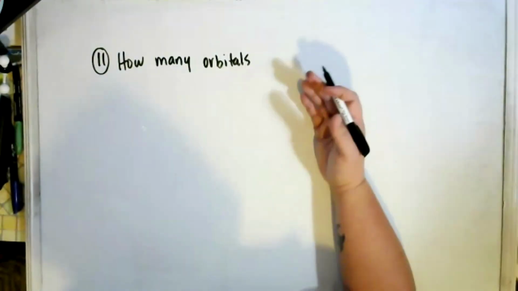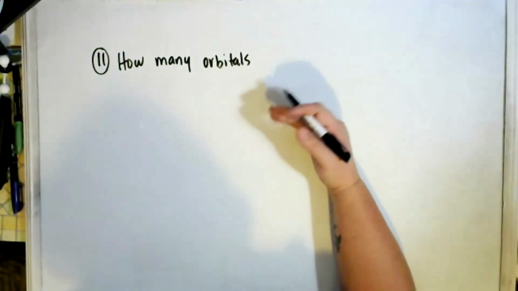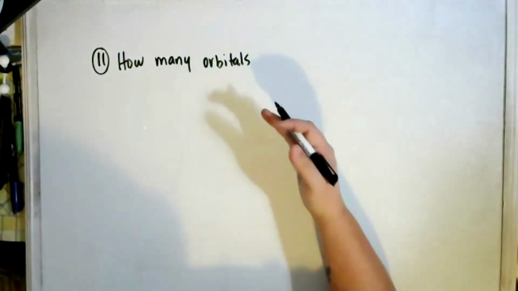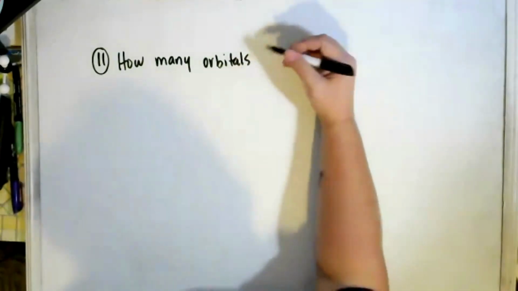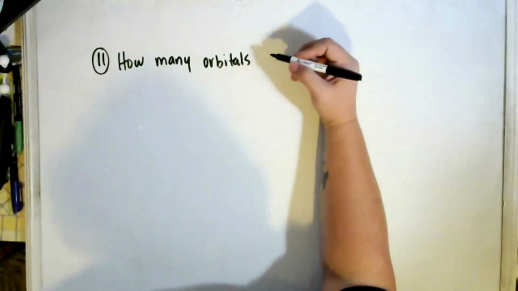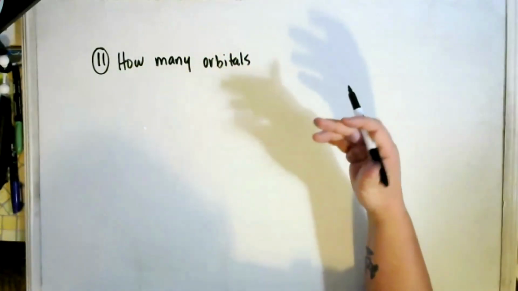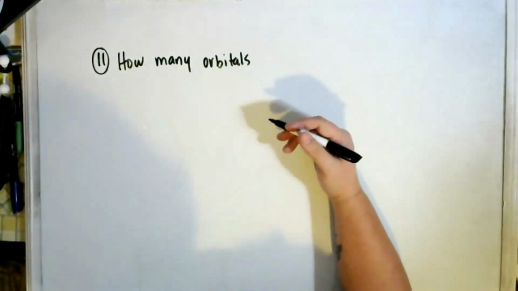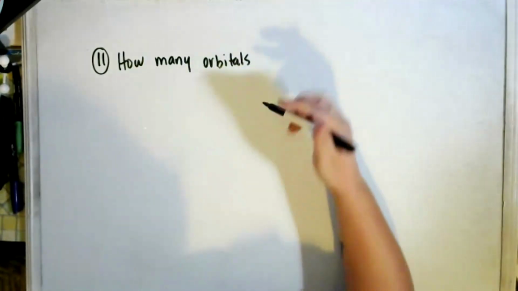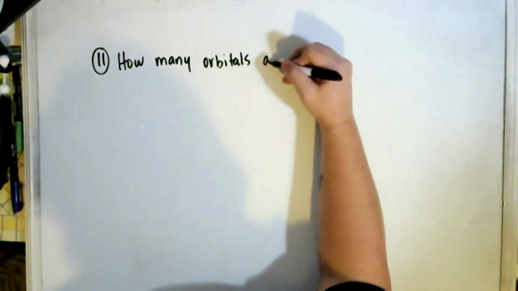When you have a D sublevel, you can have a D sublevel in the 3rd energy level, the 4th energy level, the 5th energy level. But in every D sublevel, there's a maximum number of orbitals that can exist in that sublevel.